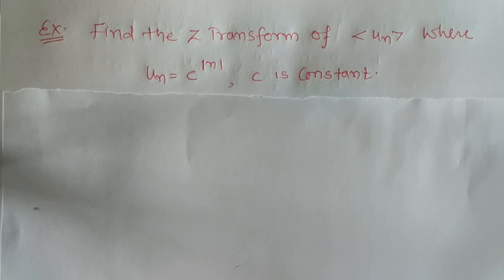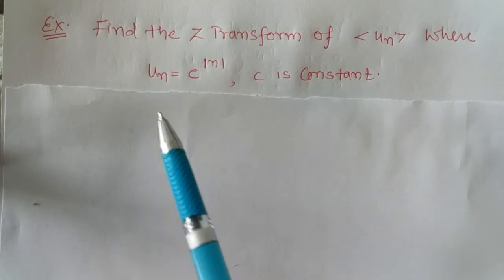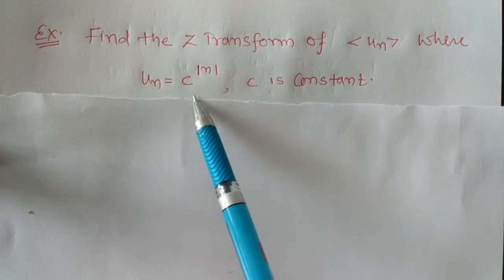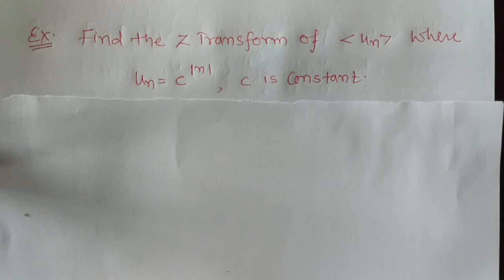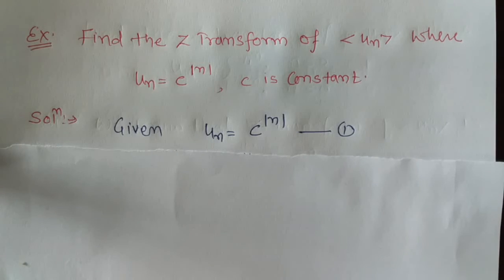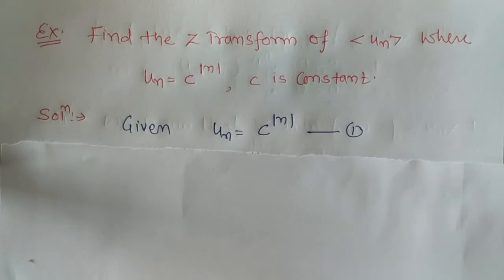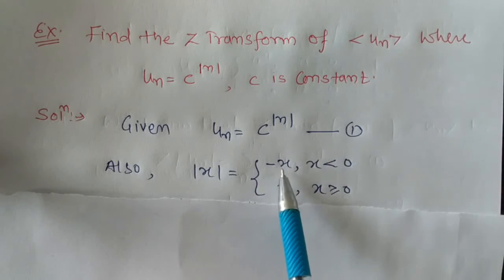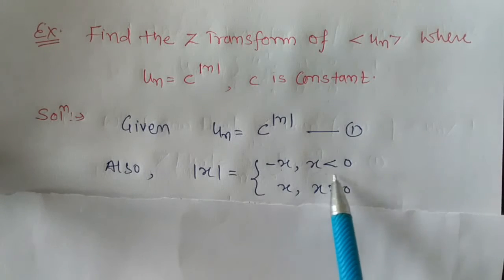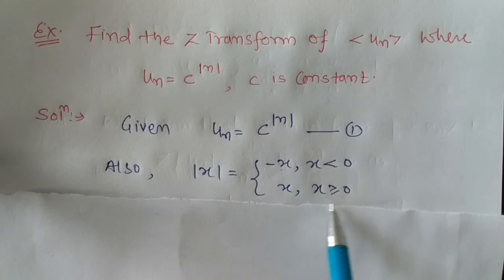Next example is, find the z transform of the sequence u_n where u_n is defined as c^|n|, c is a constant. Now we find its z transform. So the given sequence is u_n equal to c^|n|, and also we know that mod x is negative x for x less than 0, and mod x equal to x for x greater than or equal to 0.